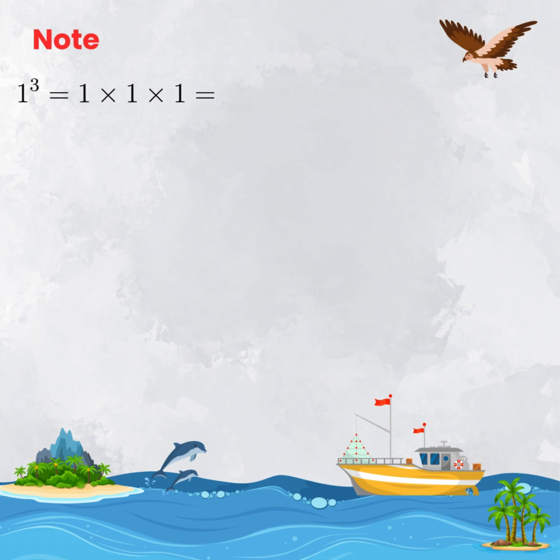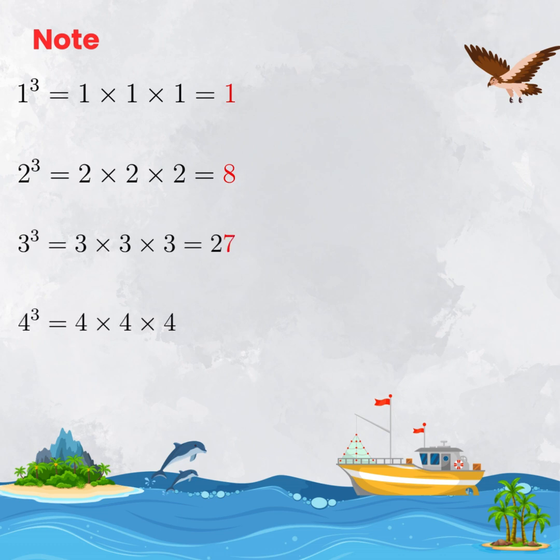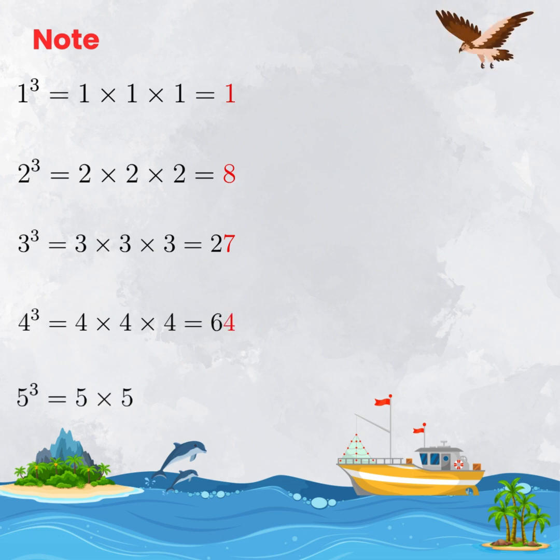1 cubed means 1 times 1 times 1, and its value is 1. 2 cubed means 2 times 2 times 2, and its value is 8. 3 cubed means 3 times 3 times 3, and its value is 27. 4 cubed means 4 times 4 times 4, and its value is 64. 5 cubed means 5 times 5 times 5, and its value is 125.